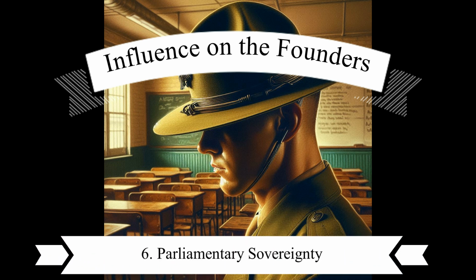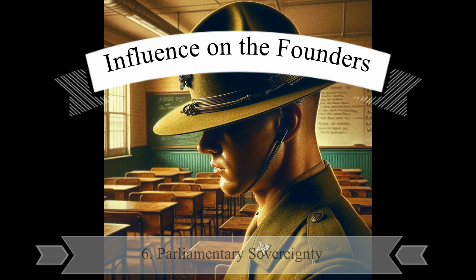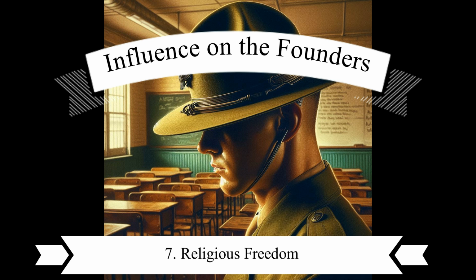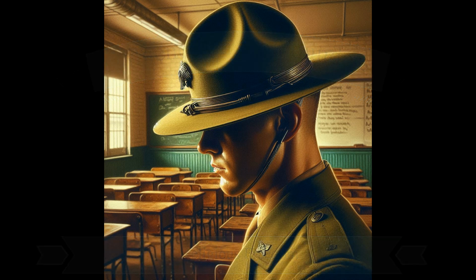6. Parliamentary sovereignty. The British Bill of Rights affirmed Parliament's role as the ultimate authority in governance. This concept of a governing body of elected representatives was foundational to the creation of the U.S. Congress, U.S. Constitution, Article 1. 7. Religious freedom. The exclusion of Catholics from the throne in England was based on fears of religious influence. In contrast, the U.S. Constitution enshrined religious freedom as a fundamental right, U.S. Bill of Rights, First Article.